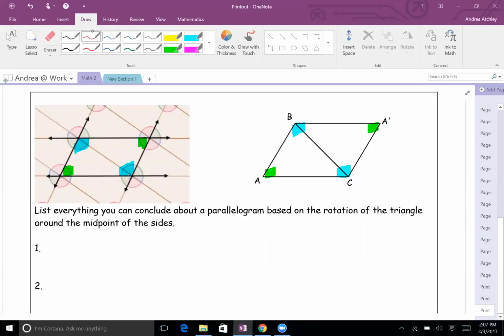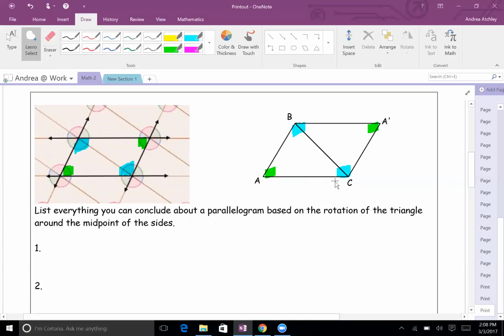You will notice that my two triangles are the same triangle, I just rotated around that midpoint in the center. And so the sides and the angles are congruent. These are parallelograms. A, B, A prime, and C create my parallelogram.